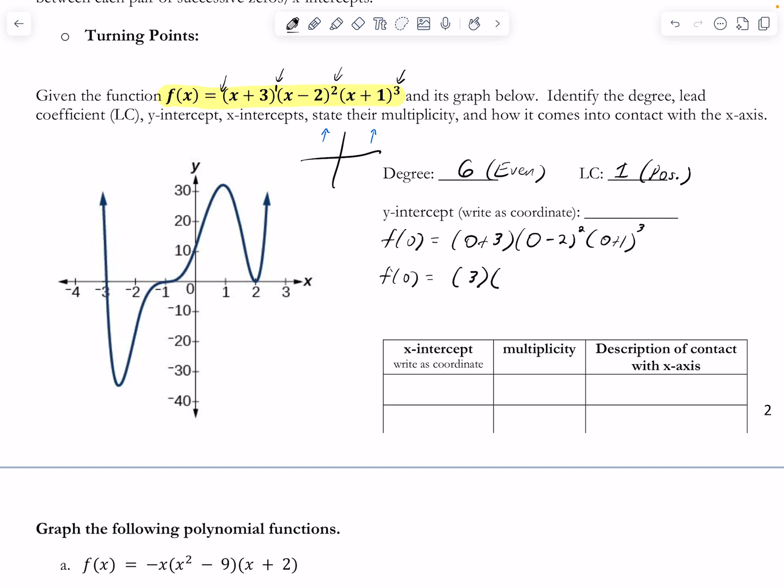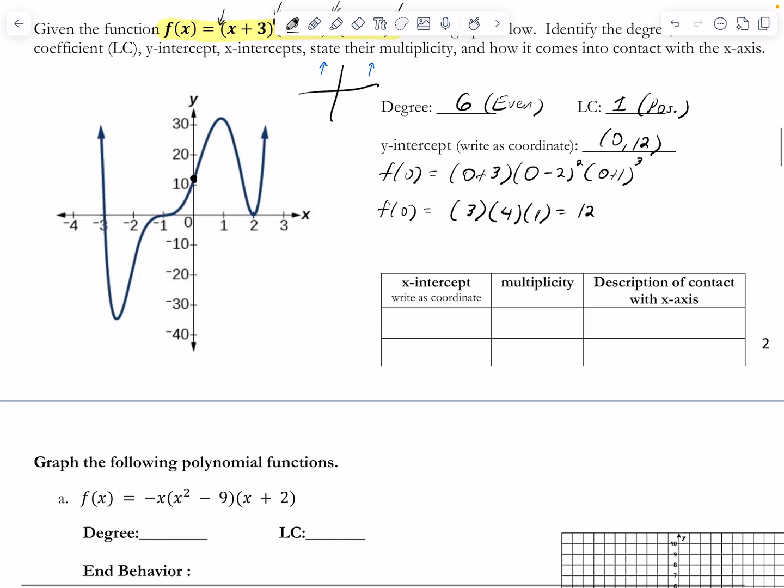So that's 3. 0 minus 2 is negative 2 squared is 4. And then 0 plus 1 is 1, 1 cubed is 1. So that's going to be 12. So the y-intercept is 0, 12. And you can kind of see it here. Remember, they've already graphed it. But there's 0, 12. All right, in terms of the x-intercepts, there's only 2 slots here, but I'll do one above it just so you get all 3.